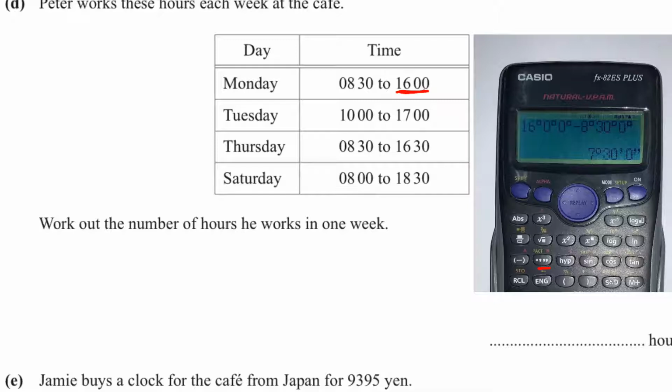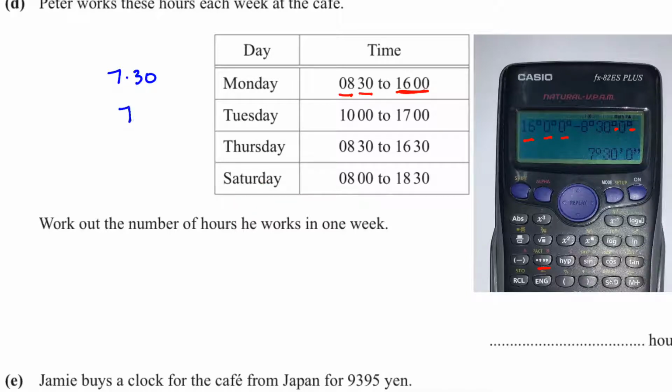0, press the button, 0. Minus 8, 8 is the hour, press the button. 30 is the minutes, press the button. And the last one is for the seconds. So this is for hour, minutes, and seconds. Remember, if you miss any sign, you will get math error. So be careful about that. And what did you get? 7 hours, 30 minutes. Same way we are going to do for Tuesday, Thursday, and Saturday.